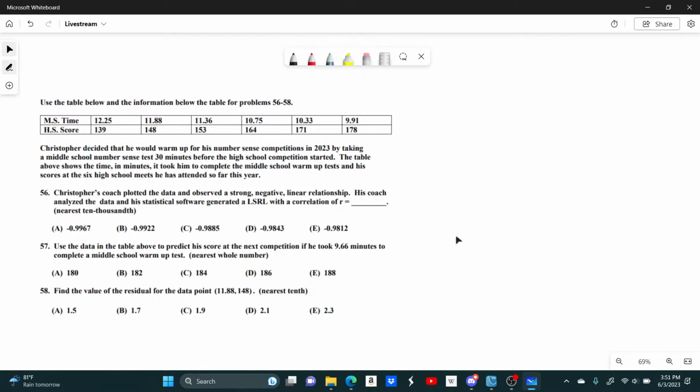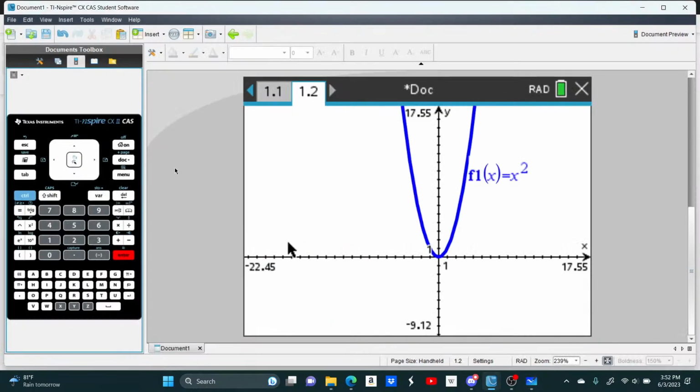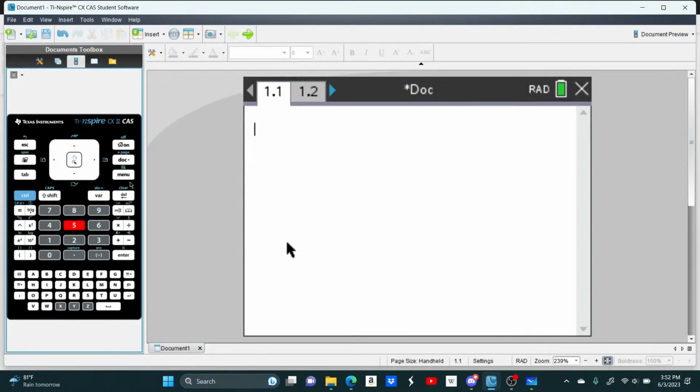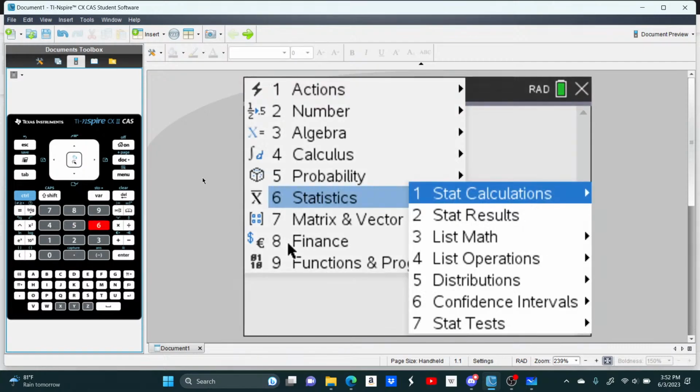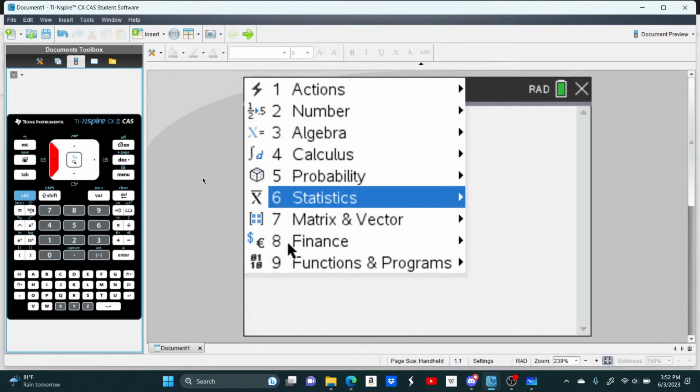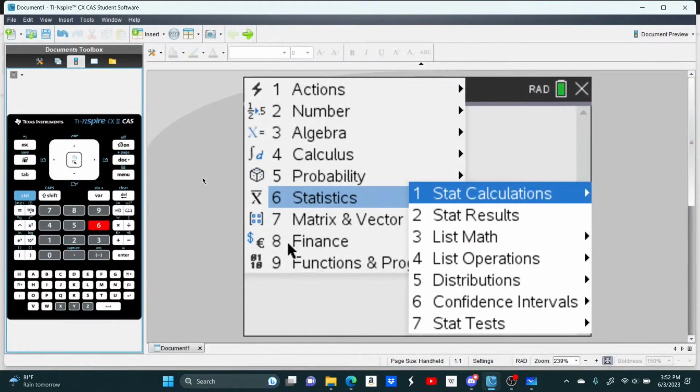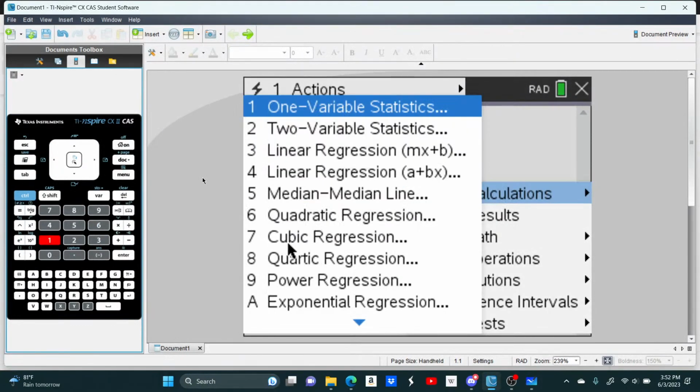His coach analyzed the data, and his statistical software generated a least squares regression line with a correlation of r equals what? Okay, so the only way to really do this is to use regression software. You can do it with your calculator, but the formula is really annoying, and it's way easier this way. So you go to statistics, then stat calculations, and then either 3 or 4. It doesn't matter, it gives you the exact same stuff.